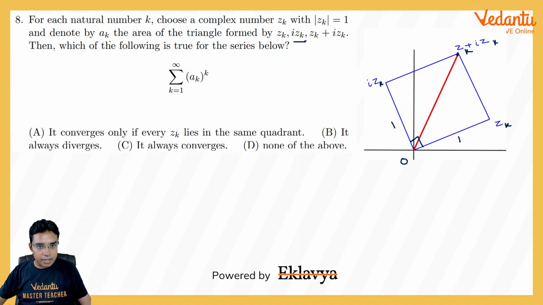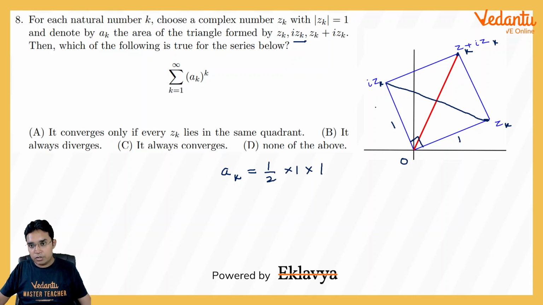Now they are saying ak is the area of the triangle formed by this, this and this. So this is the triangle which we are looking for. In fact, this triangle and the triangle O ZK IZK will both be the same. So here ak will be equal to half into base into height. Because this triangle is right angled, that will be 1 by 2. So one thing is that ak is not dependent upon k. In fact, why will it be dependent on k? Because for all zk having magnitude equal to 1, you will get the same area of the triangle.